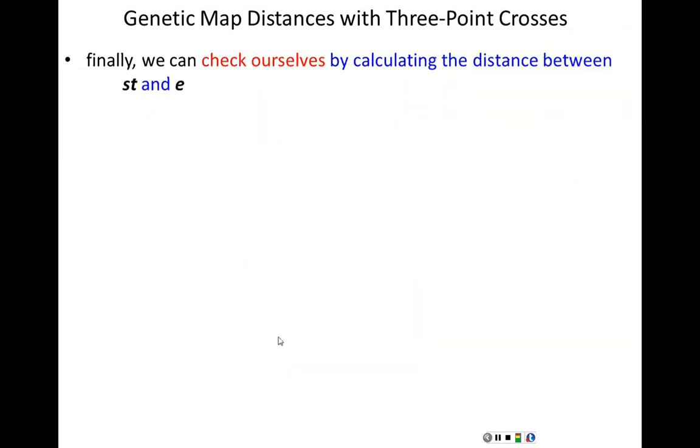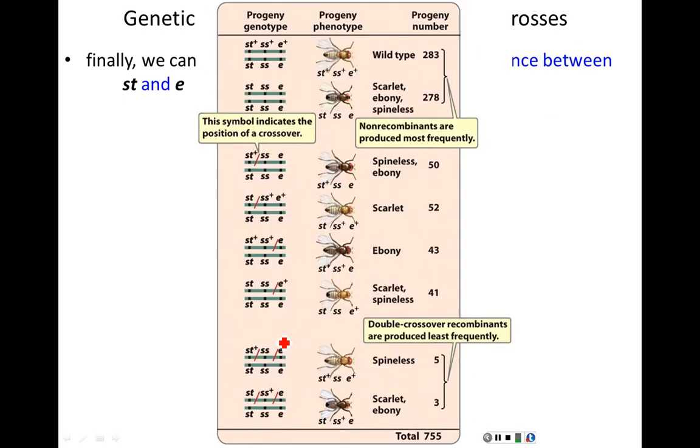Finally, you can check yourself by calculating the distance between the 2 genes on the end. And to do that, we're going to ignore the SS in the middle. So in this case, ST dominant is linked with recessive E. Well, we don't see that up here, so this counts. Recessive ST is linked with dominant E. That's different, so it counts. Dominant ST is linked with recessive E. That's different, so it counts. Recessive ST is linked with dominant E. We don't see that pattern up here, so it counts.